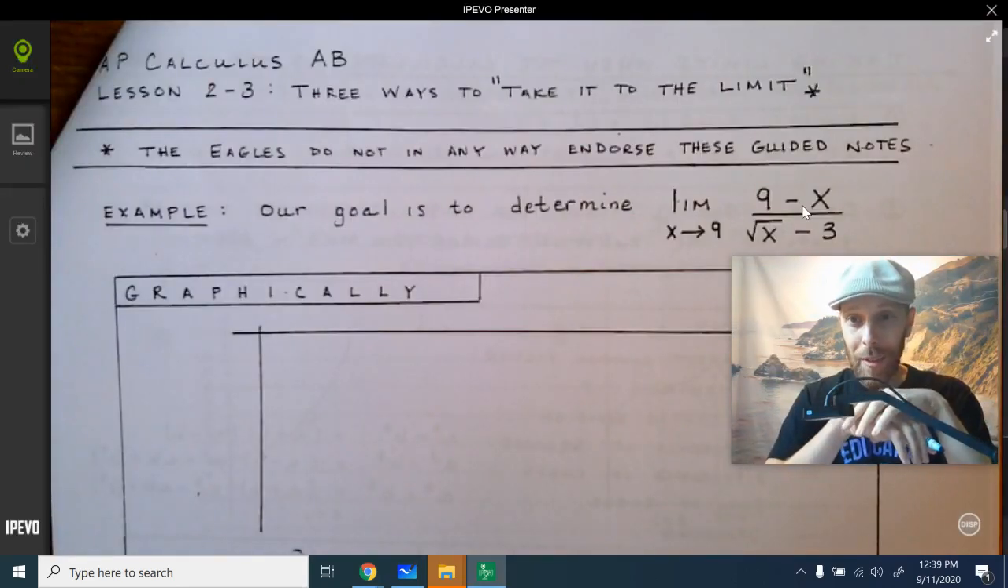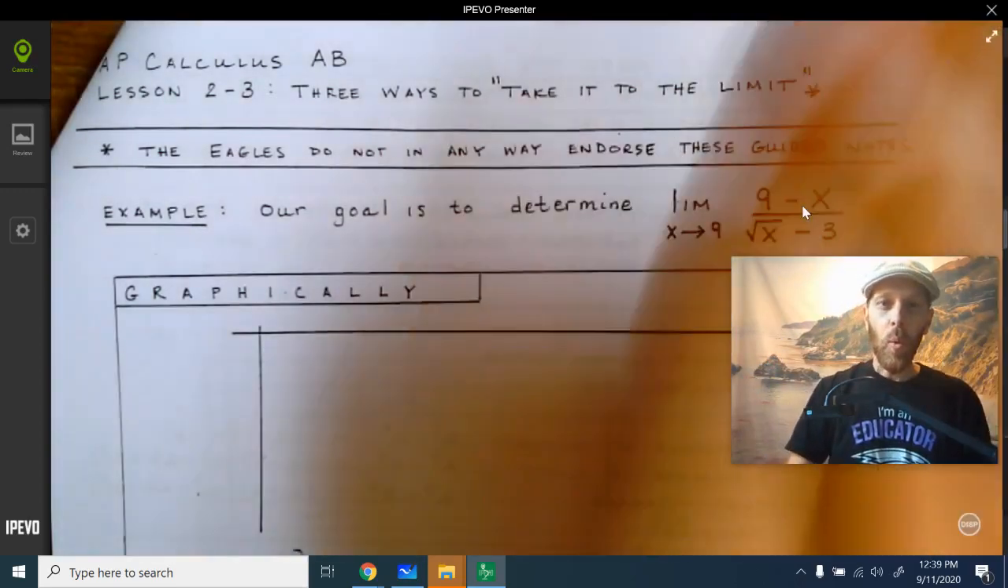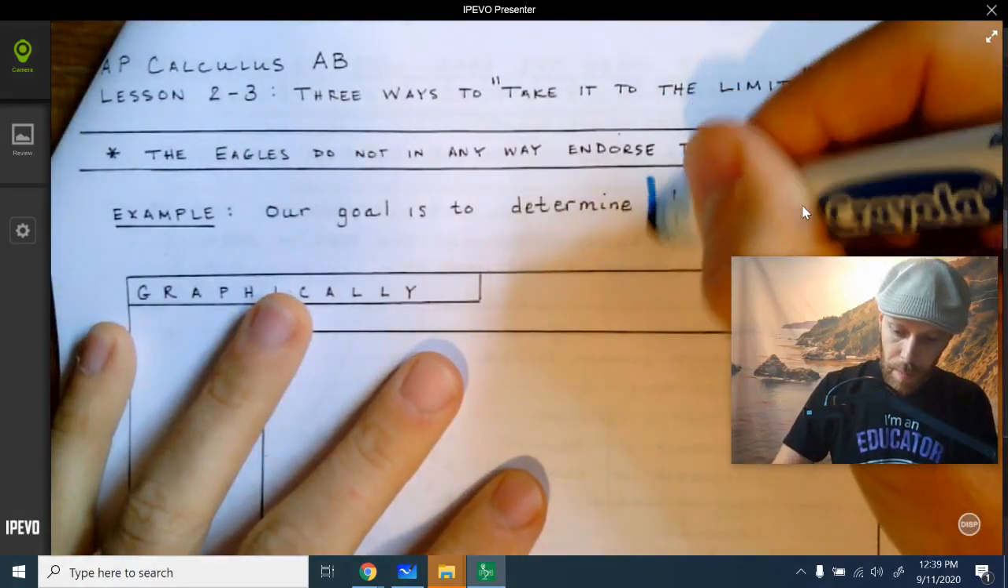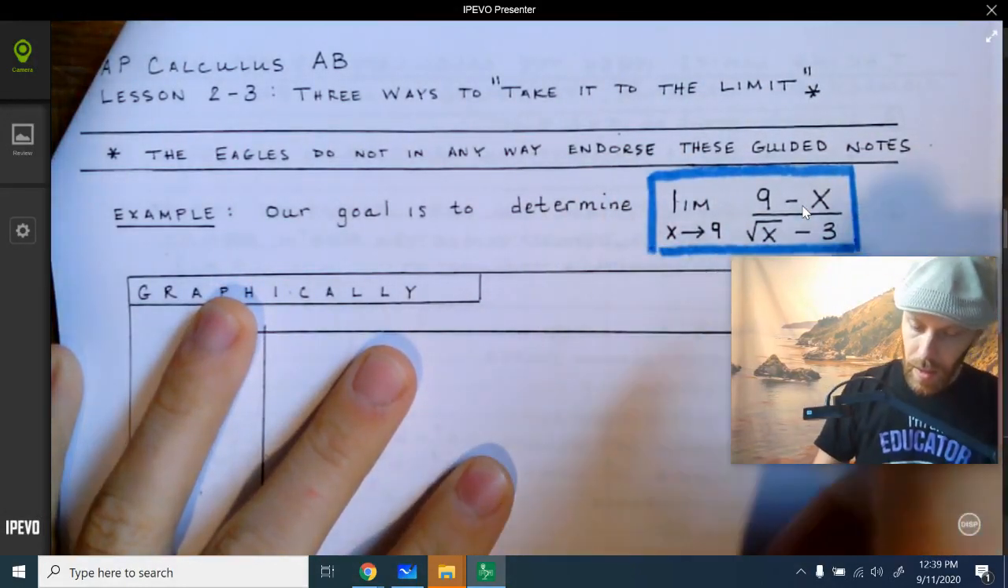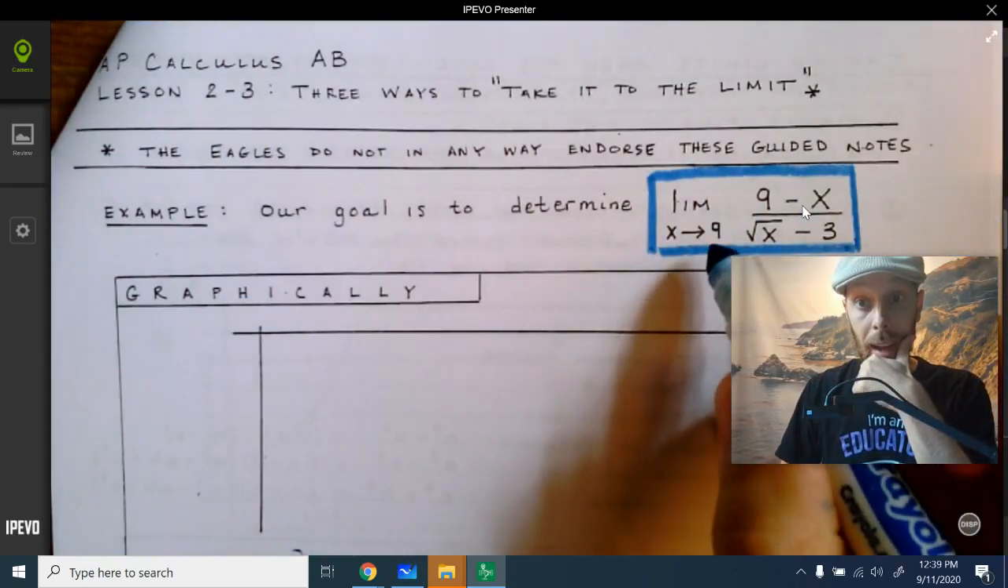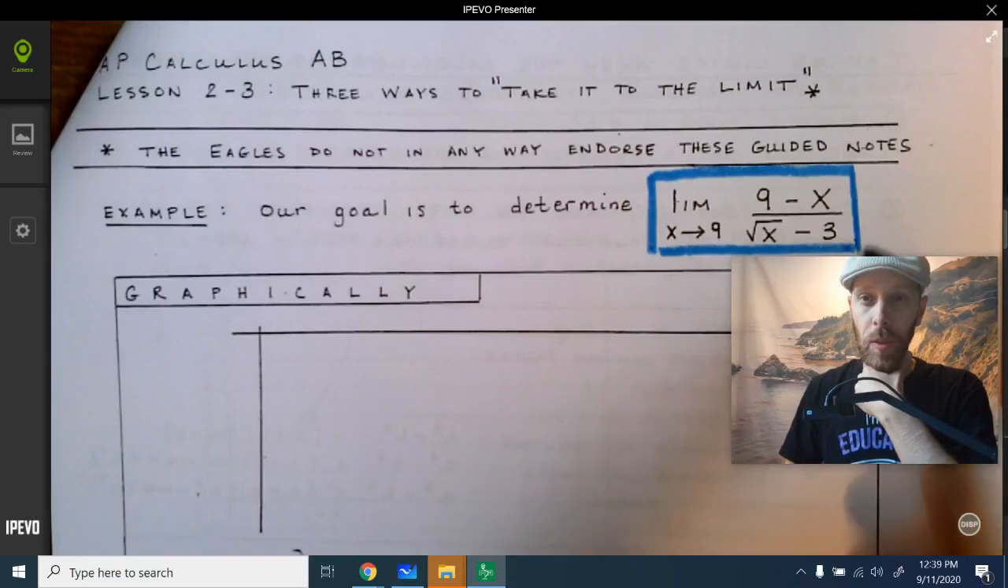Today we're going to be taking it to the limit. Hey, I'm Mr. Klein in a hat again. This is fun. We're going to be taking it to the limit with one particular limit. That's the limit of this function right here: the limit as x approaches 9 of (9 minus x) divided by (the square root of x minus 3).